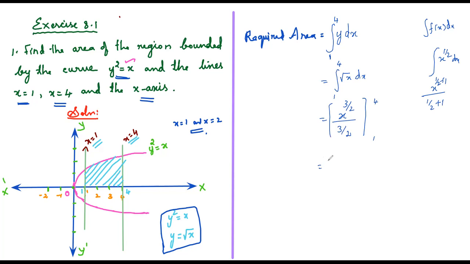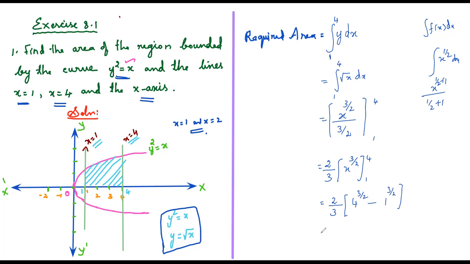When you're bringing it to the numerator, it becomes 2 by 3, and x power 3 by 2, the limit is from 1 to 4. So now we can substitute the limit, upper limit minus the lower limit. So we substitute 4 in place of x first. So it is 4 power 3 by 2. Minus, you substitute the lower limit, it is 1 power 3 by 2.